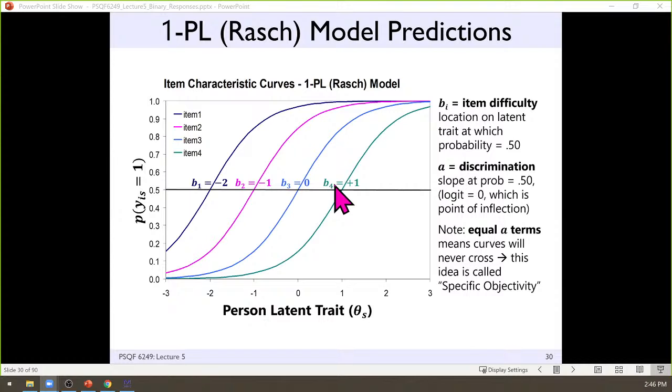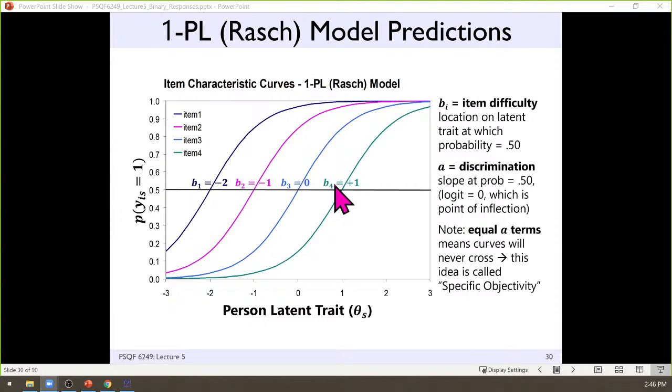So what did we learn about slopes in the context of CFA? What do slopes tell you? Discrimination. How related to the trait they are. Yeah, slopes are factor loadings, right? So those used to be important. So this model right now has a very strict assumption that all items have equal slopes. All items have equal discrimination. All items are equally good at measuring the trait at the difficulty location.